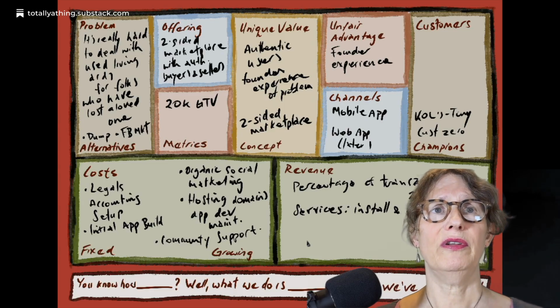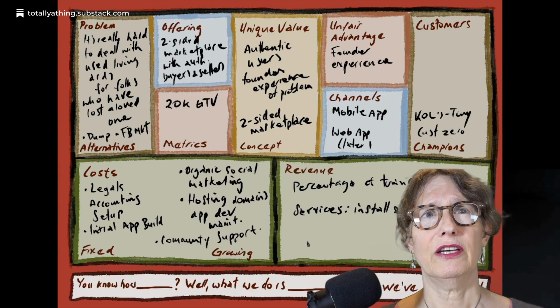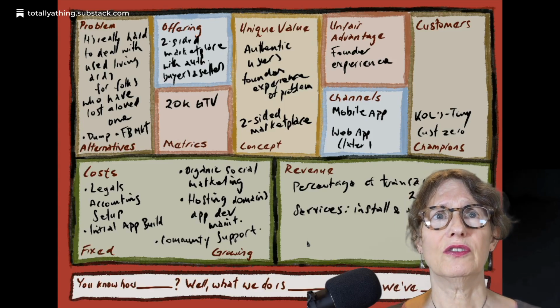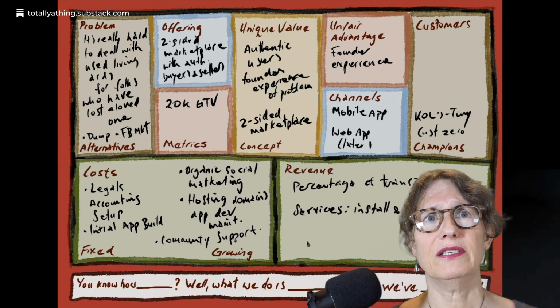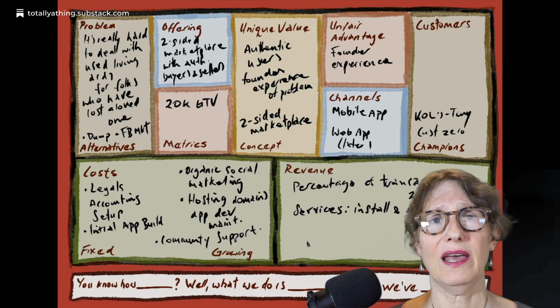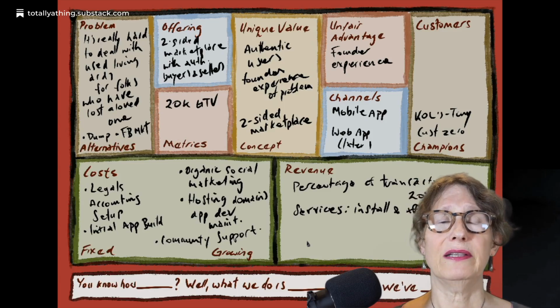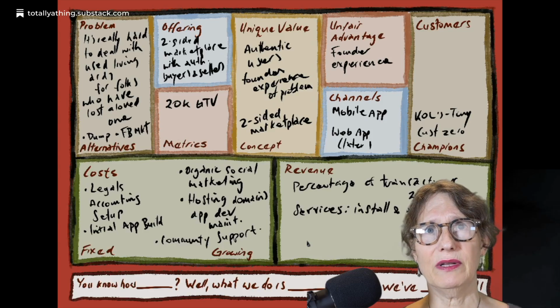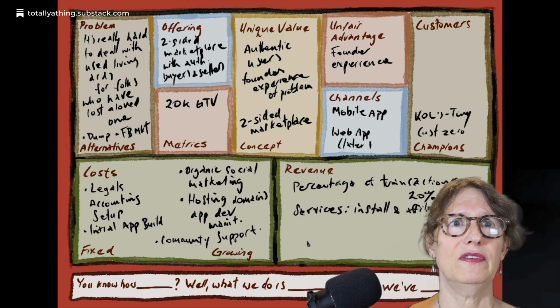For example, I've put in four costs here in the show notes. Growing costs could be organic, authentic social media marketing, $50,000 per year, hosting, domains and ongoing app development maintenance costs, another $50,000 per year.